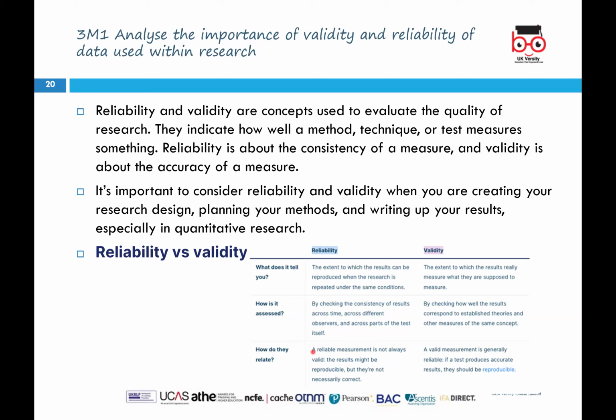How do they relate? Okay, so a reliable measure is not always valid. The results may be reproducible. So if you have a measurement that is reliable, it might give you a false positive or a false negative. You might have the same results over and over again, but they're not correct. However, a valid measurement is generally reliable. If a result is valid, if what it's showing is true, it should be reliable as well.